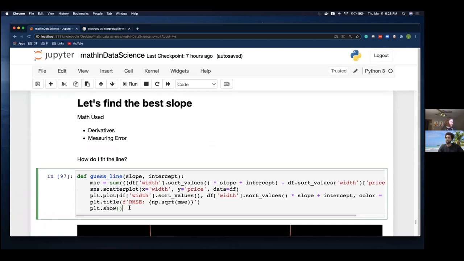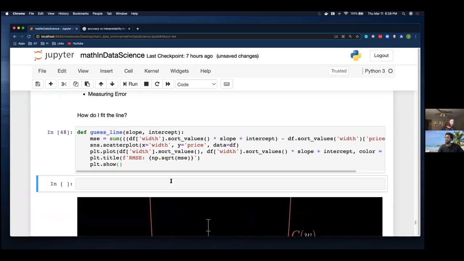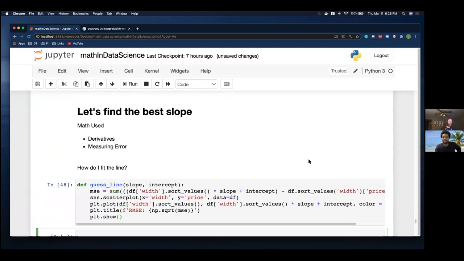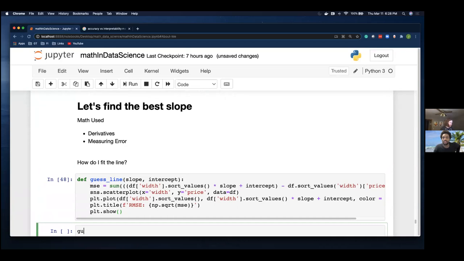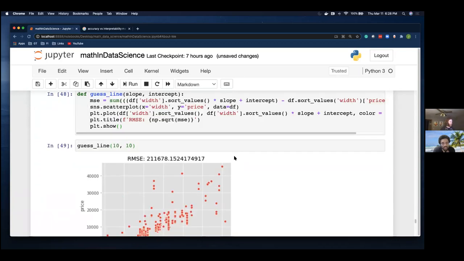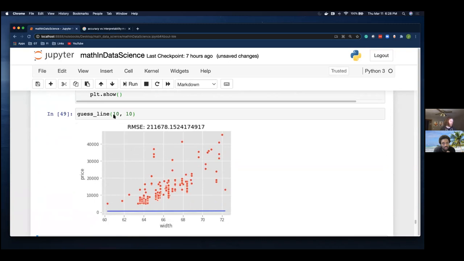We could just guess, and that's what I'm going to show first. I wrote a function to kind of randomly guess a line. Guess line 10, 10. What this is, I just guessed a line where the slope is 10 and the y-intercept is 10. Now, in a line, there are two components. We have a y-intercept, so where this blue line crosses the y-axis, and then the slope. And slope is rise over run. So we see right here, this line does a bad job of fitting this data. We ideally would want this line to kind of fit this relationship here.